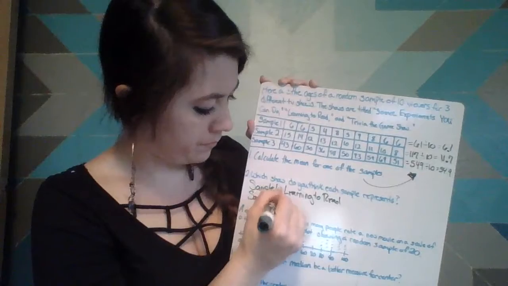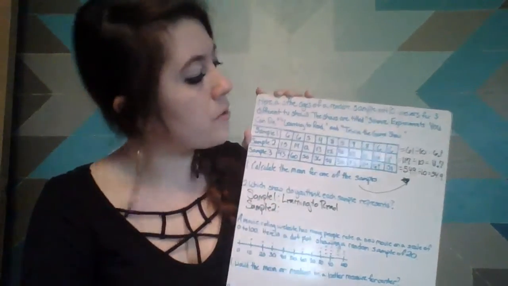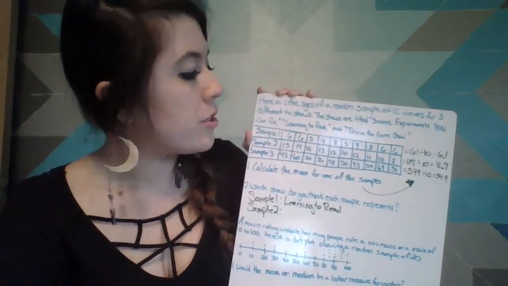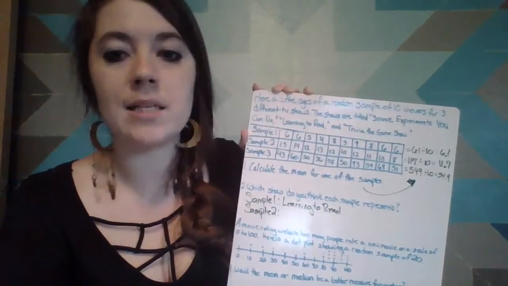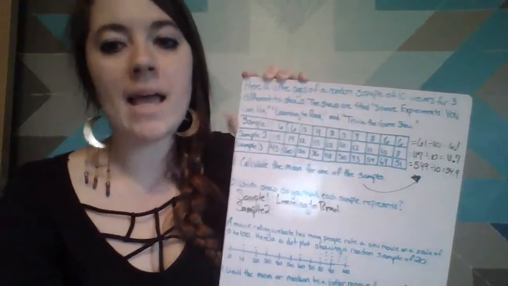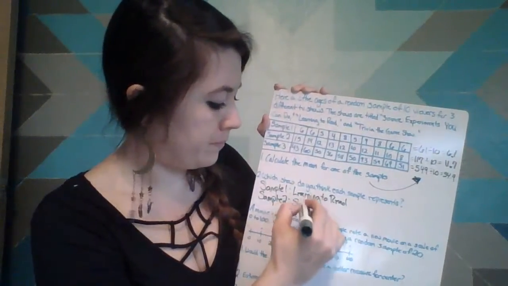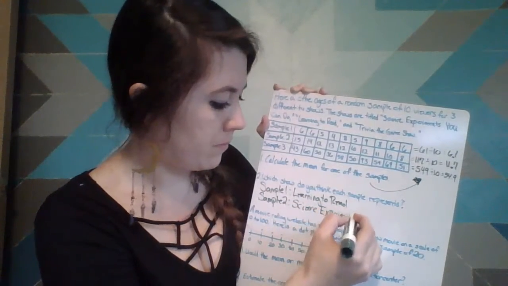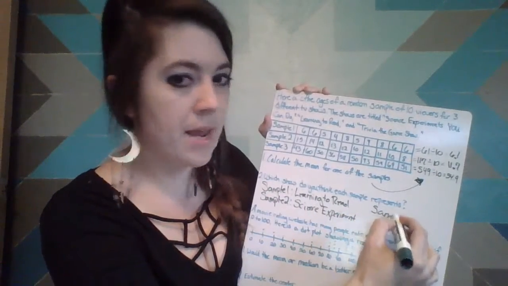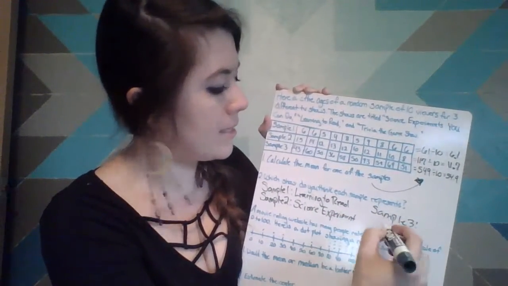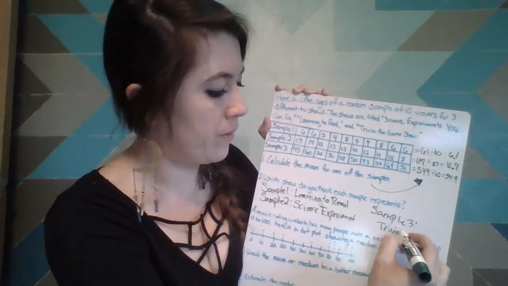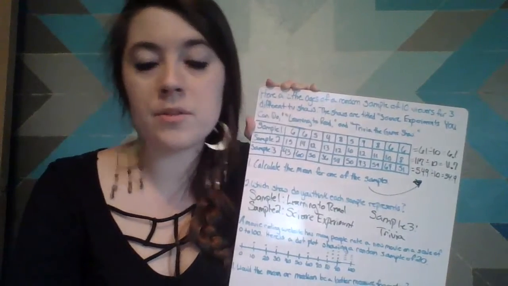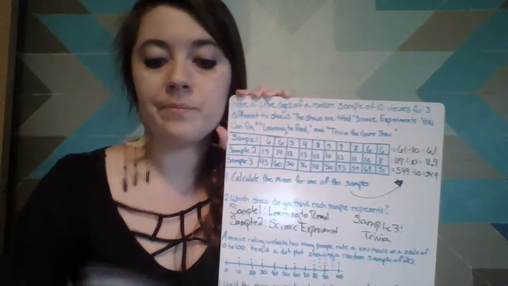Sample 2. Now, sample 2, we were looking at an age of about 12 years old, so 11.7. Do you suppose that's going to be Trivia the Game Show or Science Experiments You Can Do? My guess is the Science Experiments one. So by default, sample 3 is the trivia show. People who are around 55 years old like trivia game shows, so it kind of makes sense there.